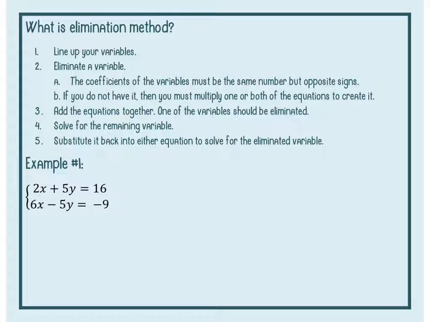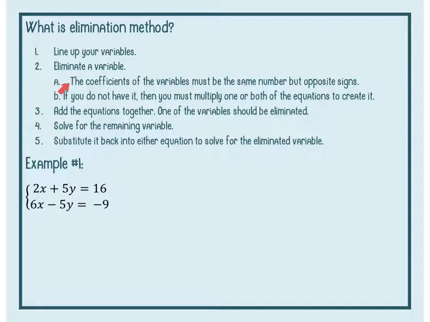Okay. So our first step is to line up our variables. What we mean by that is x's should be on top of each other, y's should be on top of each other, and they're going to equal a constant. Now, this is the big step right here. The coefficients of the variables, in order to add these together, we need the coefficients to be the same number but different signs. In this case, so A, if we have it, great. We don't have to go to B.